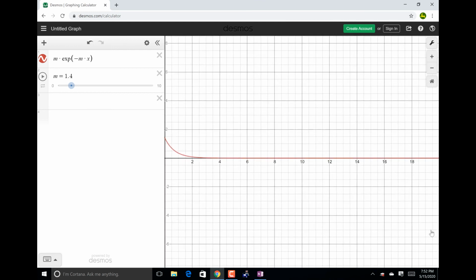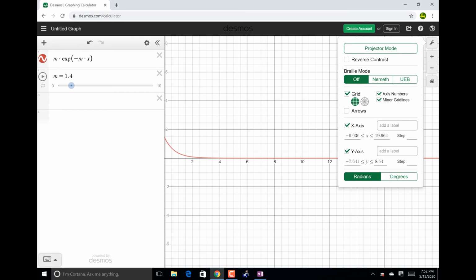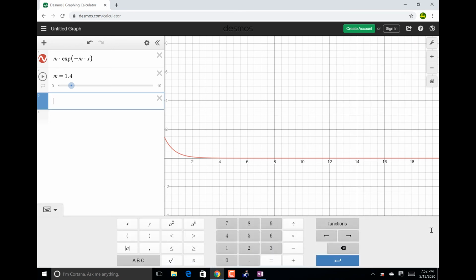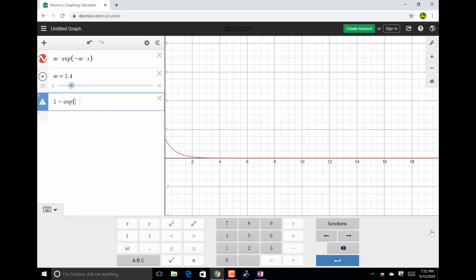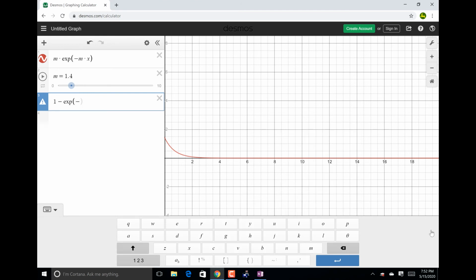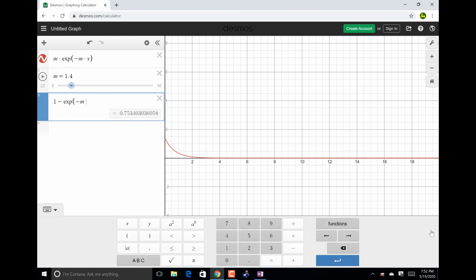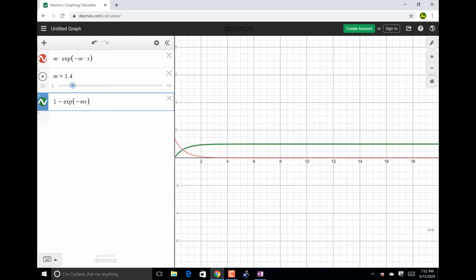Well, interestingly enough, you're like, well, that's cool. So what would the antiderivative of that be? Well, the antiderivative is 1 minus, we already know what this is, 1 minus E to the negative M X. Oh, that's nice. And then what happens, friends? We start at 0, and we build probability until we get up here to just about 1. Are you with me? Nice.